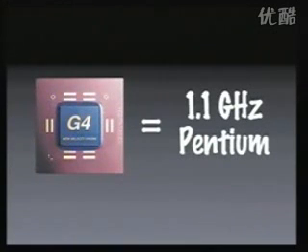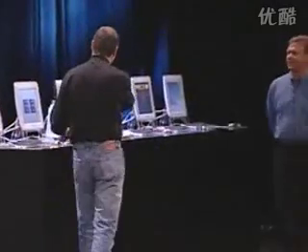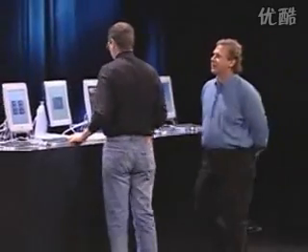But we got to thinking, if one G4 was this fast, 2 brains are better than 1. So what if we took 2 G4s running at 500 megahertz and said, how does that compare to one Pentium 3 running at a gigahertz? So let's find out. Phil, we happen to have another Power Mac with dual processor G4s right here.